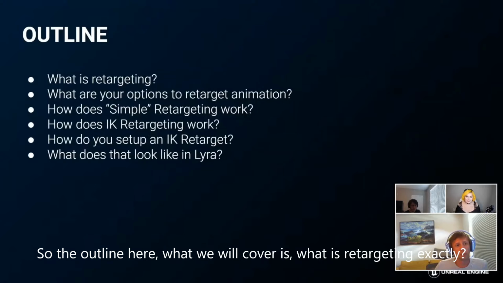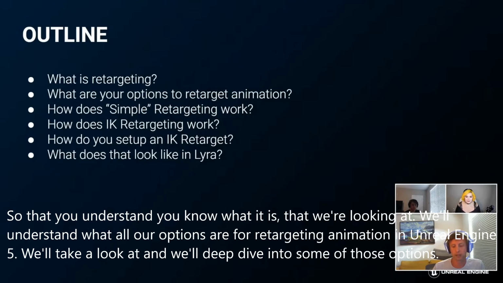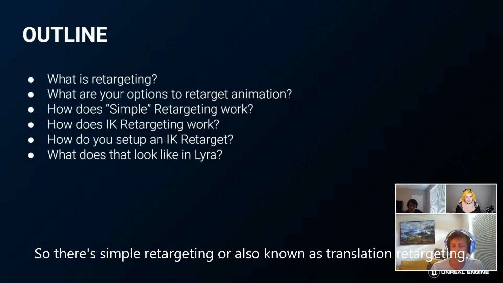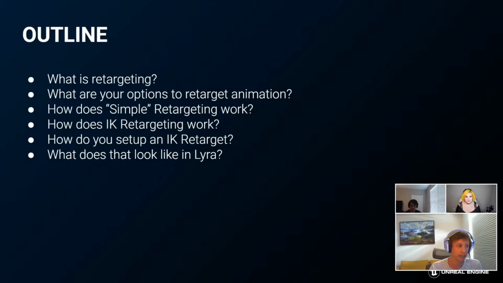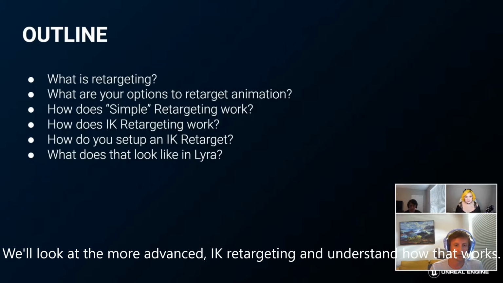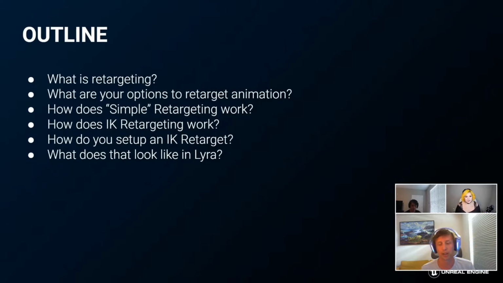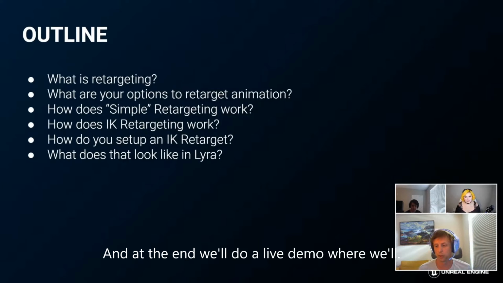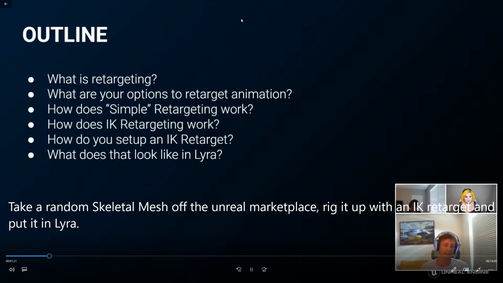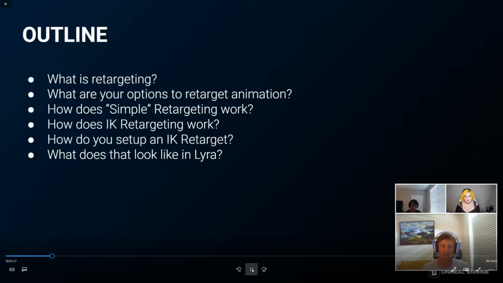So the outline here, we'll cover what is retargeting exactly, so that you understand, what it is that we're looking at. We'll understand what all our options are for retargeting animation in Unreal Engine 5. We'll take a look at, then we'll deep dive into some of those options. So there's simple retargeting, or also known as translation retargeting. We'll understand how that works. We'll look at the more advanced IK retargeting, and we'll understand how that works. And then we'll go through and actually set up an IK retarget. And at the end, we'll do a live demo where we'll take a random skeletal mesh off the Unreal Marketplace, rig it up with an IK retarget, and put it in Lyra.